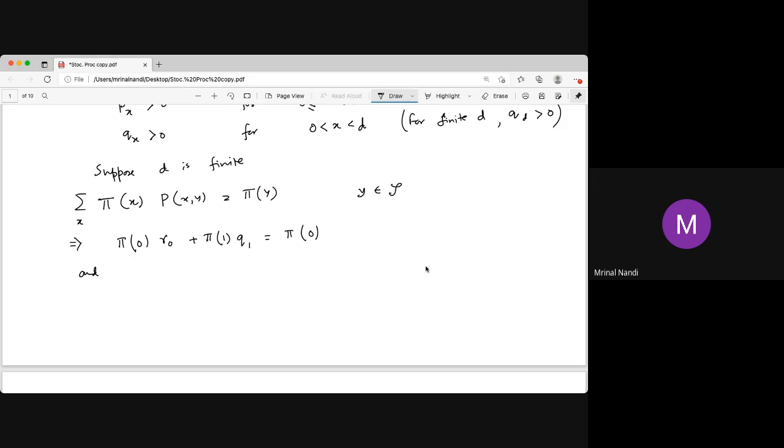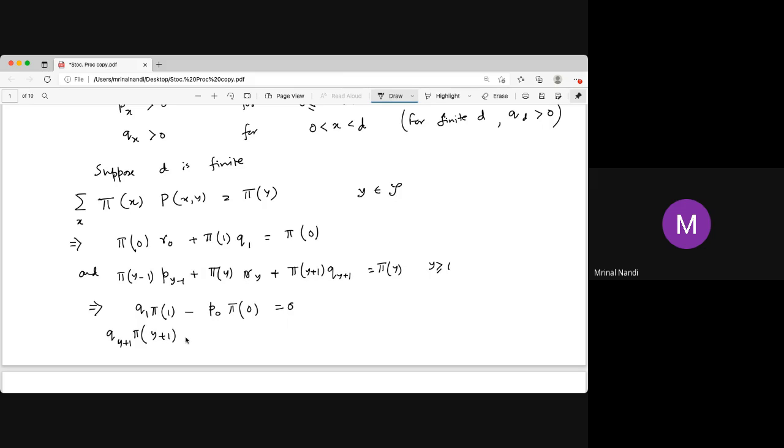And for y not equal to 0, that is y greater than or equal to 1, what is pi y? Pi y is nothing but: we start from y minus 1 and go one step forward, which is a birth; then pi y times ry, no birth and no death; and from y plus 1 one death, so altogether this sum will be pi y. Now this implies q1 pi 1 minus p0 pi 0 is 0, and taking another difference, q y plus 1 pi of y plus 1 minus py pi of y equals qy pi y minus p y minus 1 pi y minus 1.